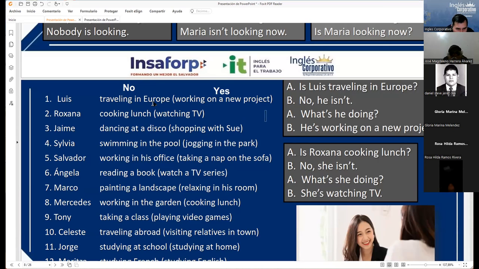Is Luis traveling in Europe? No, he isn't. What's he doing? He's working on a new project. Is Roxana cooking lunch? No, she isn't. What's she doing? She's watching TV. Is Jaime dancing at a disco? No, he isn't. What's he doing? He's shopping with Zoo. Is Silvia swimming in the pool? No, she isn't. What's she doing? She's driving home.